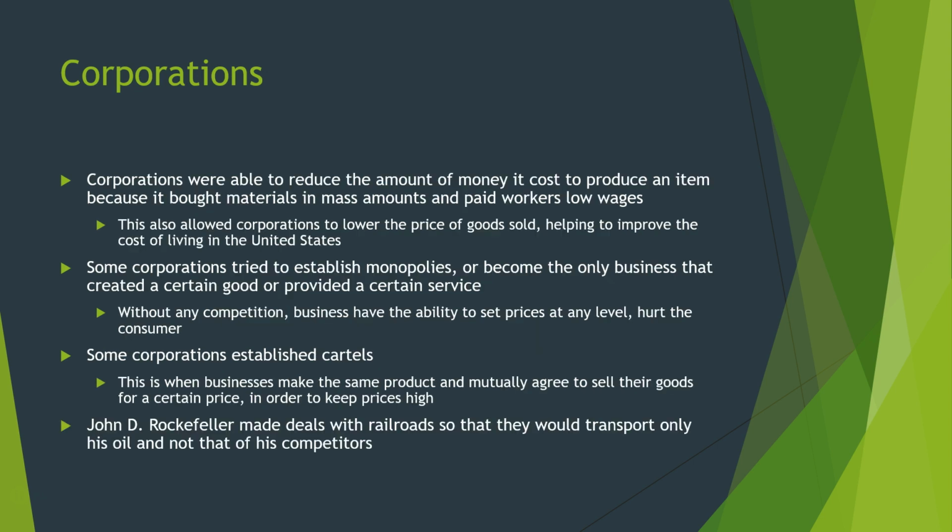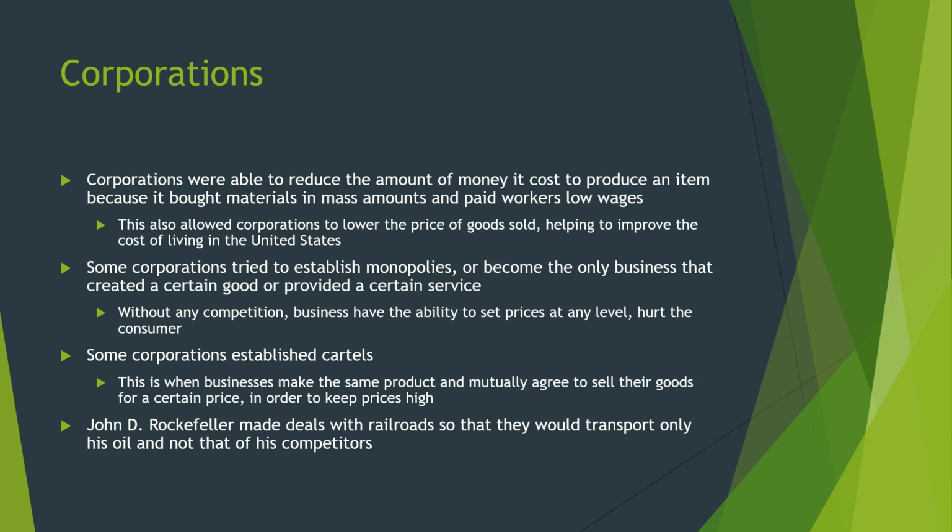Corporations are able to reduce the cost it takes to produce an item because they bought materials in mass amounts and paid workers low wages. When you're able to buy a lot of goods at the same time, most of the time people are going to cut you a deal because they know that it's guaranteed money. So they sell these things at a cheaper rate in order to keep the flow of goods going. So low cost means that you can produce things cheaper. With workers paid low wages, you can maximize the amount of profit.